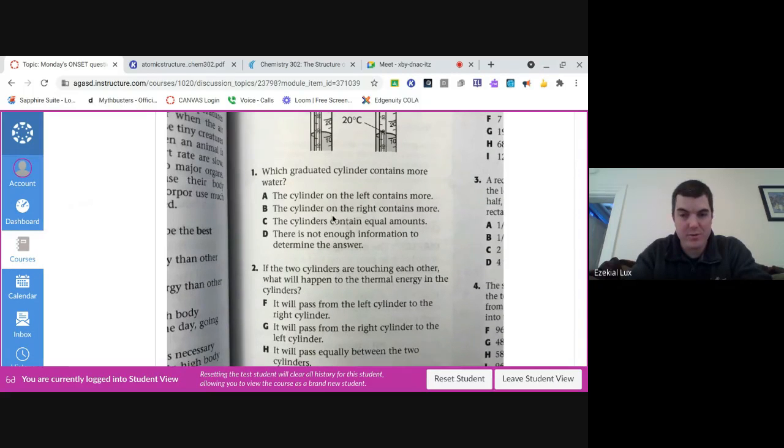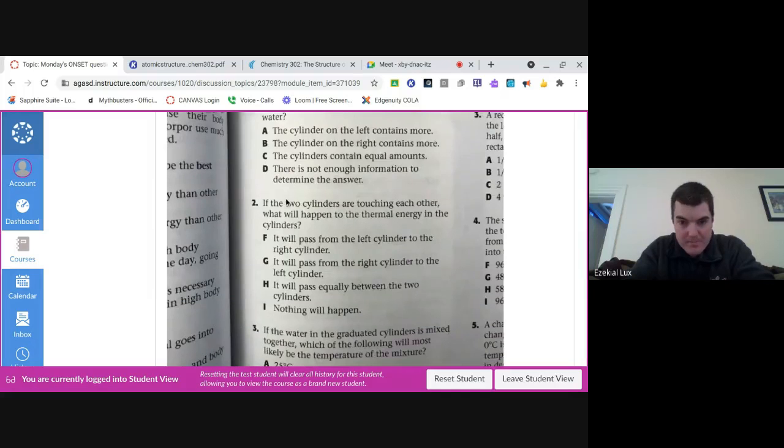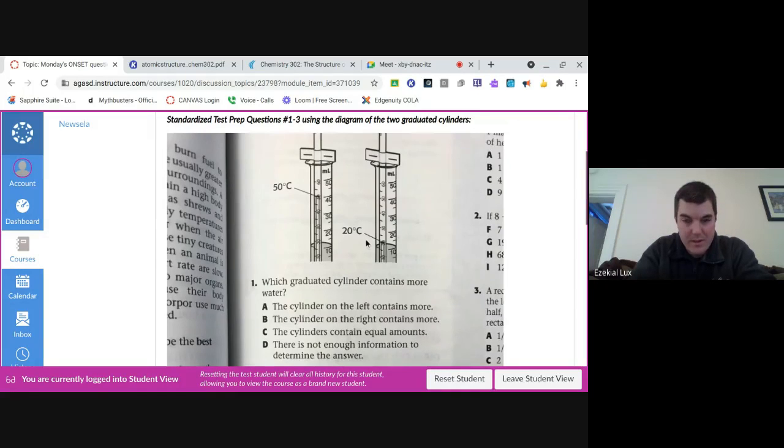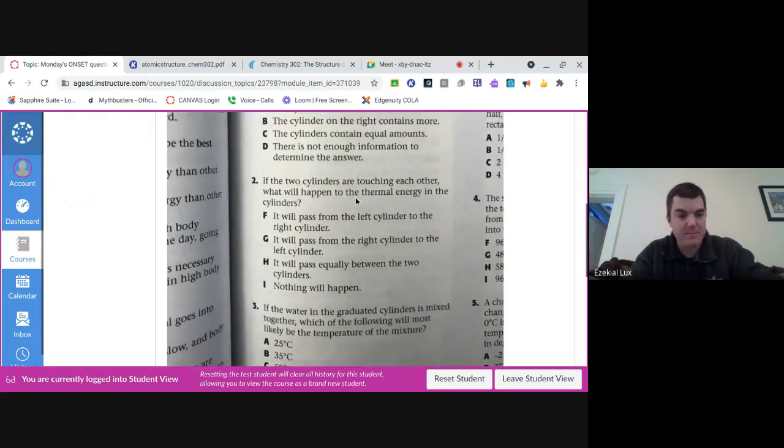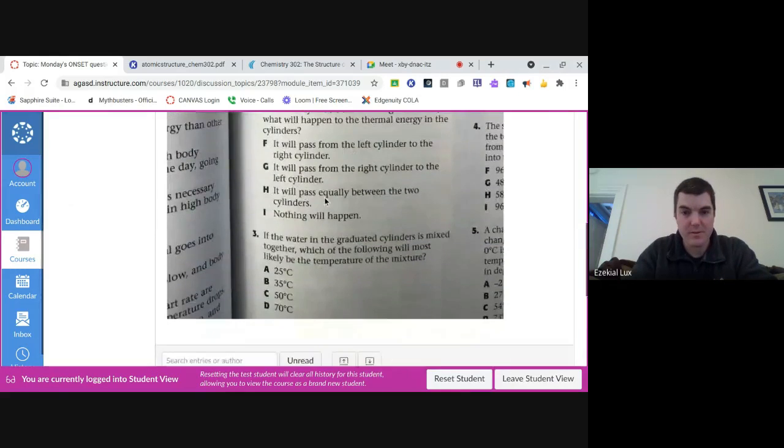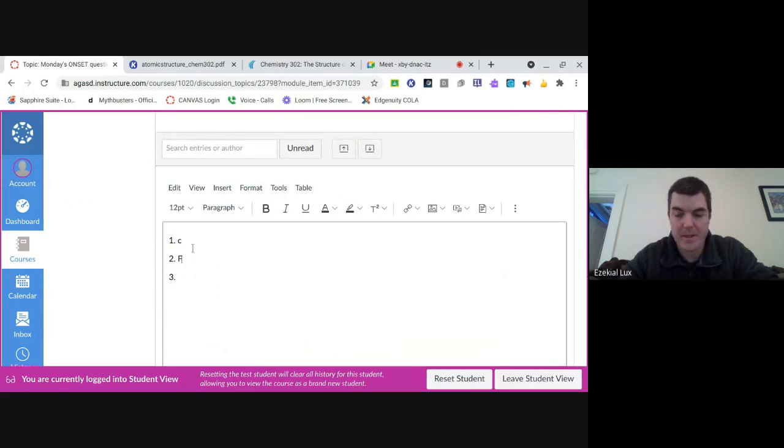Okay, so if we took two cylinders and put them side by side, it's going to go, I would think, from letter F. It will pass from the left cylinder to the right cylinder. It will go from 50, and that extra thermal energy is going to transfer into the 20 degree cylinder. Okay, so number two is F.